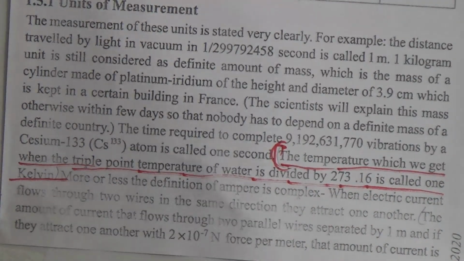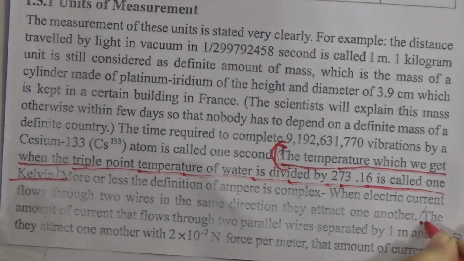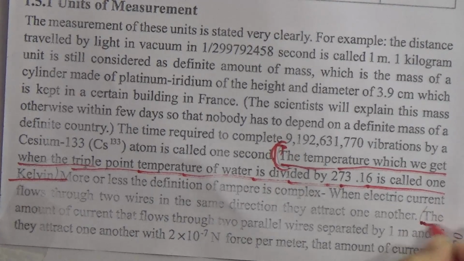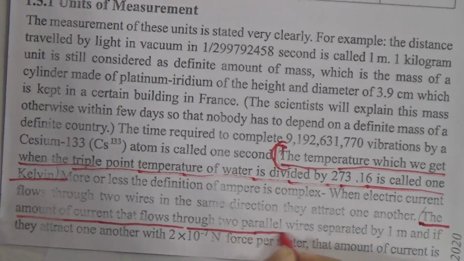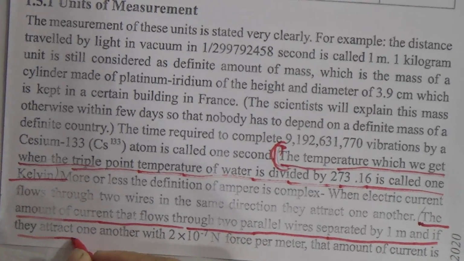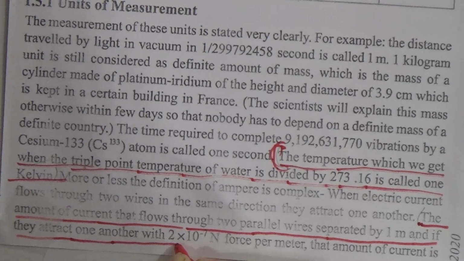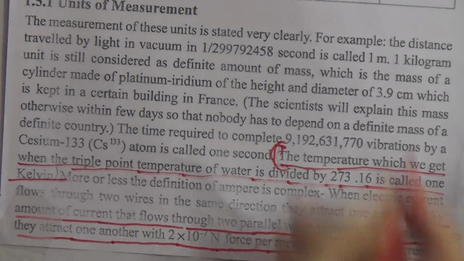Okay, memorize this one, and that one is also very, very important. What is called ampere? The amount of current that flows through two parallel wires separated by 1 meter, if they attract one another with a force of 2 × 10^-7 Newton per meter, that amount is called ampere.